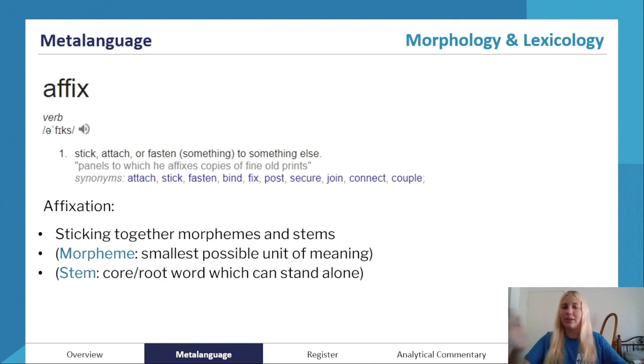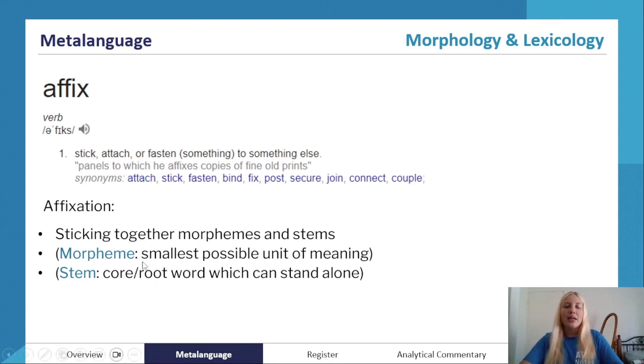Now we're looking at morphemes, okay? So we know the word affix just means to attach something to something else. And I've included that little definition there to make it a bit easier to grasp what affixation is. So affixation is literally sticking together the morphemes and stems to make words. The morpheme is the smallest possible unit of meaning. It's basically just all the tiny parts that are needed to make up words. Okay? It's not a syllable. It can be, but it's the little parts that are used to make up words.